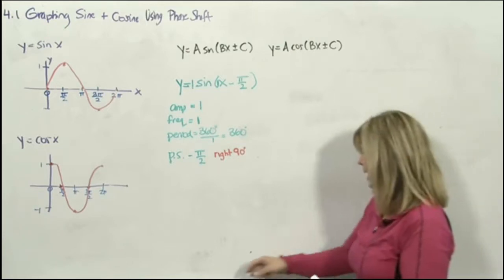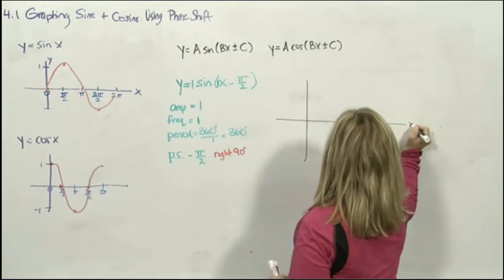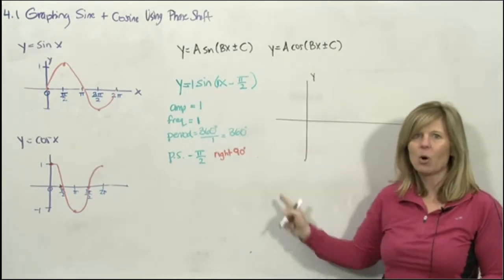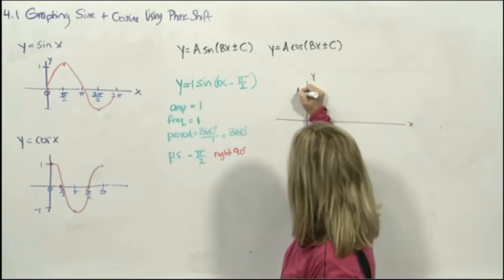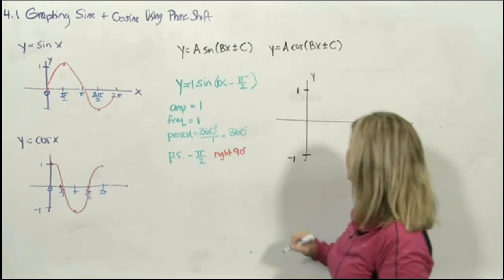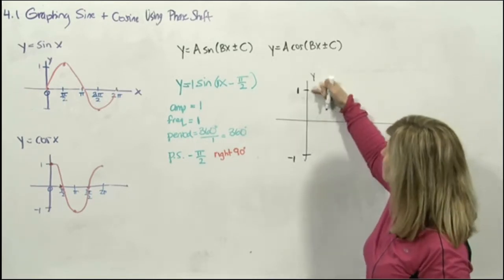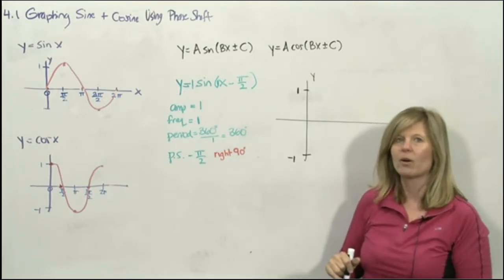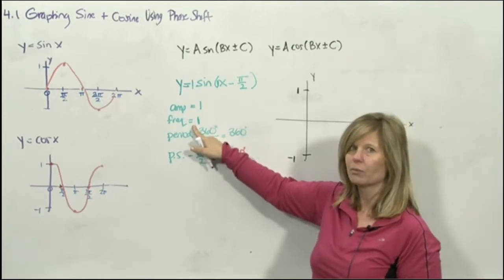Now I'm going to go set up my axis. Which piece of information sets up your y-axis? Your amplitude. So that means I'm going to mark it as high as 1 and as low as negative 1. And I'm going to make sure those are equally spaced. If I count up 5 boxes to 1, I count down 5 boxes to negative 1 on my graph paper. Okay? I know I'm going to draw 1 curve.